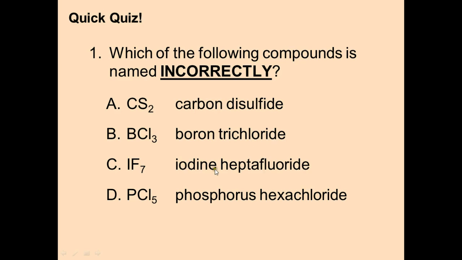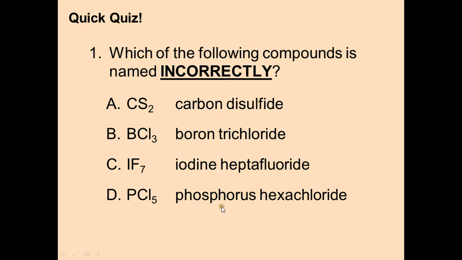And then we have iodine heptafluoride, so iodine is good. Again, understood mono, which is 1 iodine. Then we have hepta for 7, and fluoride. And the -ide is correct, and it has the correct element.